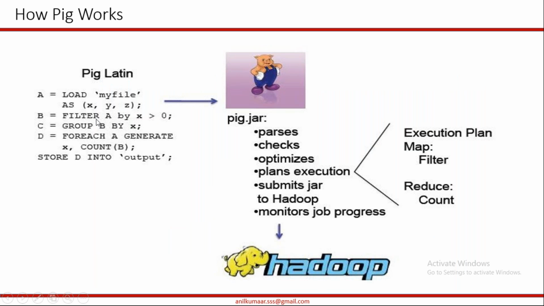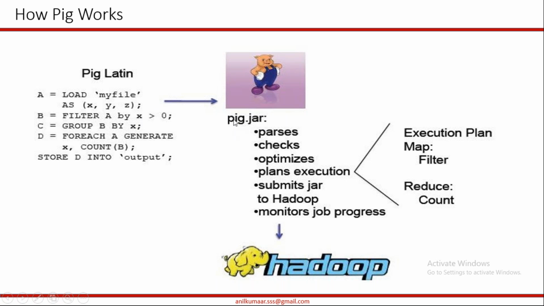Of course, whenever you have statements like A = LOAD 'myfile', and then the relations B, C, D here, the LOAD is the first statement where you give the file location along with the schema. Then you write some transformations, and finally you say STORE or DUMP. These are some simple statements. So the moment you say STORE D INTO something or DUMP D, then what happens? A big jar will be created.